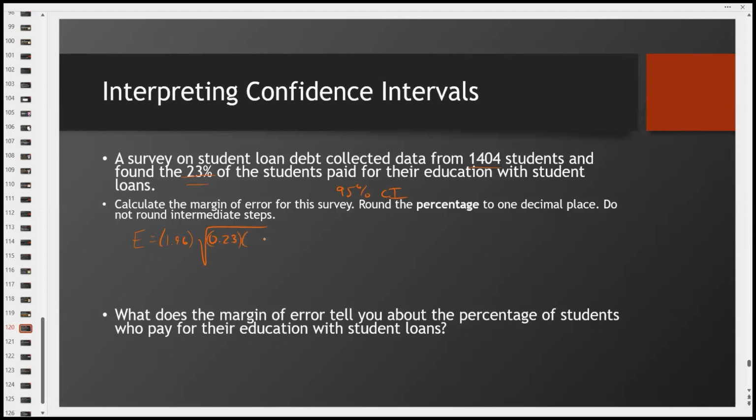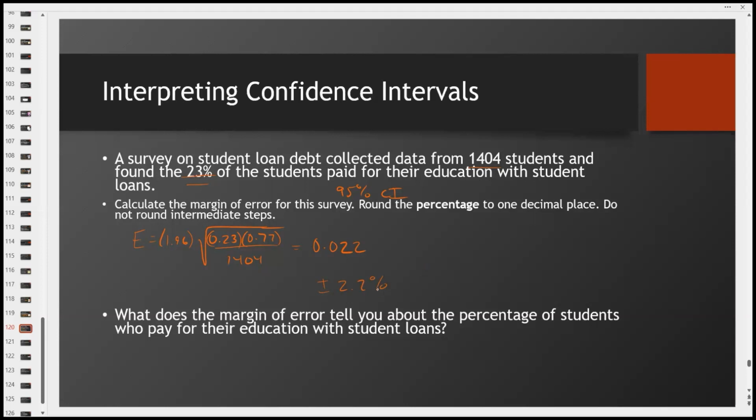23% said yes, paid for their education with loans, which means 77% said no. Our sample size is 1,404. I'm going to do this one without the intermediate steps. We get a margin of error of 0.022, or what is essentially plus or minus 2.2%.